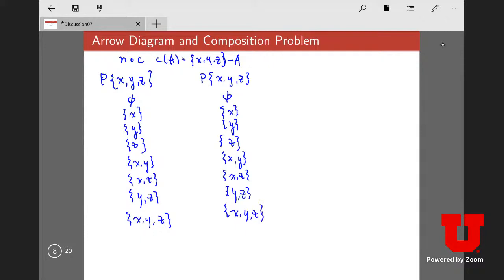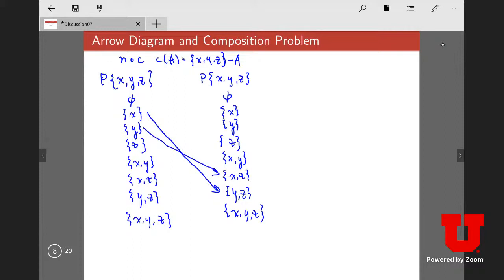So how does the diagram go? Where does X go to? Basically now X is the set A, right? And then C of A means XYZ minus A. So X would go to YZ. Y would go to XZ. And we forgot the empty set.